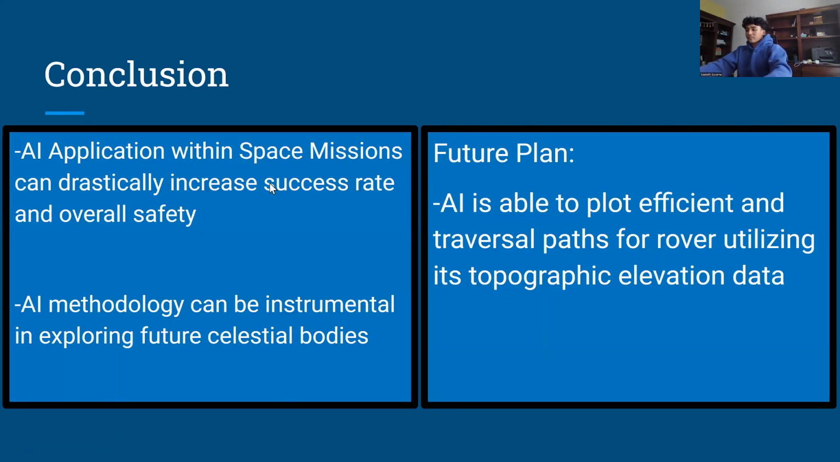In conclusion, this project reveals the beneficial integration of AI within space exploration. AI was successful in locating flat landing spots, which drastically increases the success rates and overall safety of these missions. My future plan is to move beyond the path of mission landing and utilize the AI to plot safe traversal paths. Since the AI is already using elevation data, it is able to utilize that same data to create traversal paths for rovers to move around the moon and create those flat points.